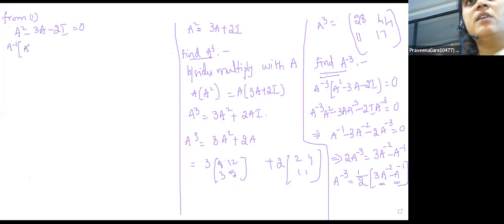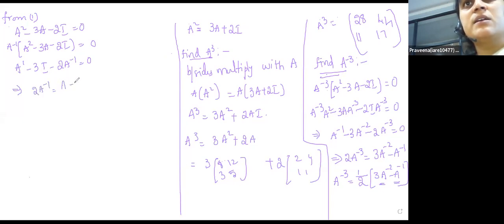That is a inverse into a square minus 3a minus 2i. Both sides means that is 0 only. That is a power 1 minus 3i minus 2 into a inverse is equal to 0. From that 2a inverse is equal to a minus 3i. Okay, from that a inverse is equal to 1 by 2 into a minus 3i.